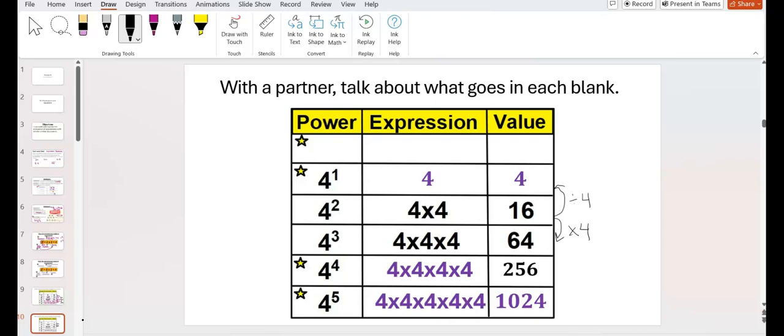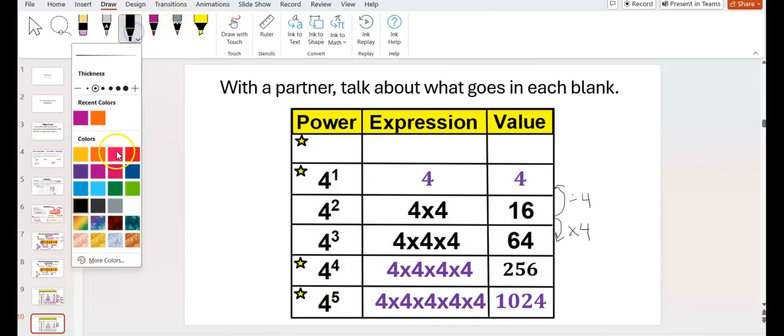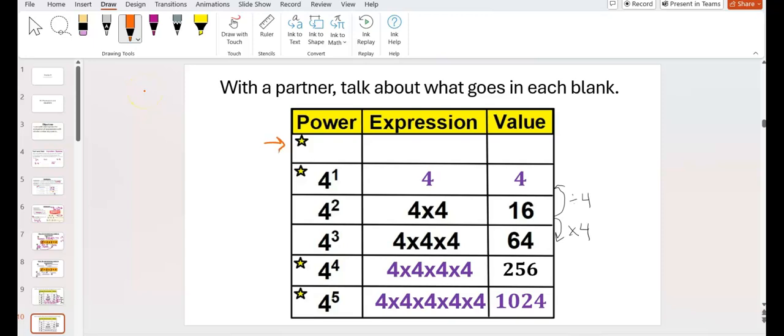And now we just have this pesky little piece here, this one right here, that we have to figure out what it is. Well, if I look at the pattern going up, I can see that I'm getting smaller and smaller with my exponents. We're going down one, right? 4 to the third, 4 to the second, 4 to the first. So that means this power should be 4 to the 0. And that would be correct. But how would I know what its value is?